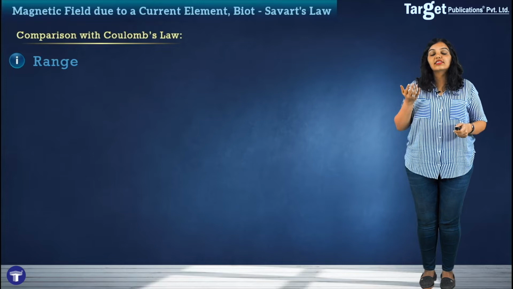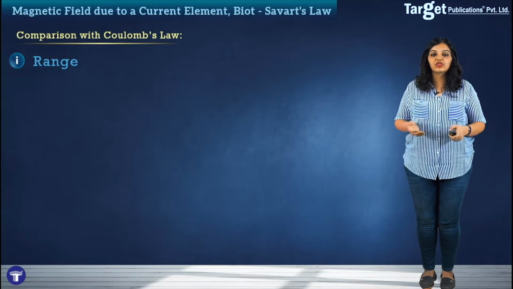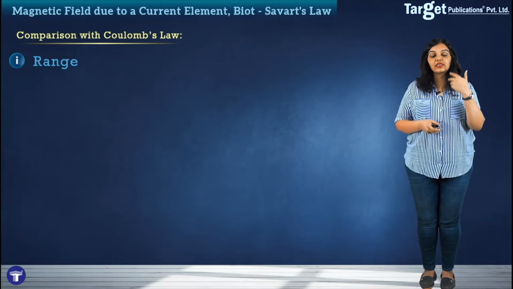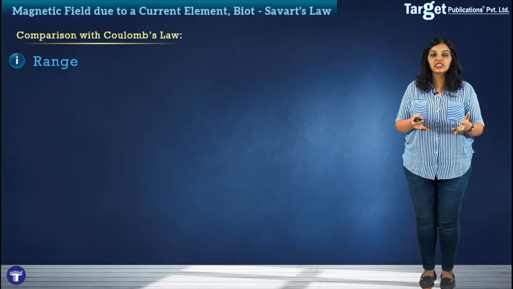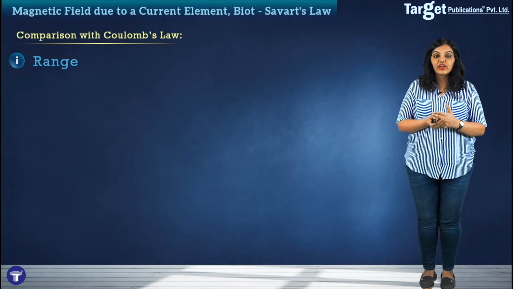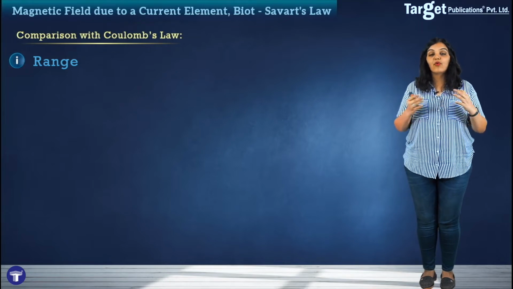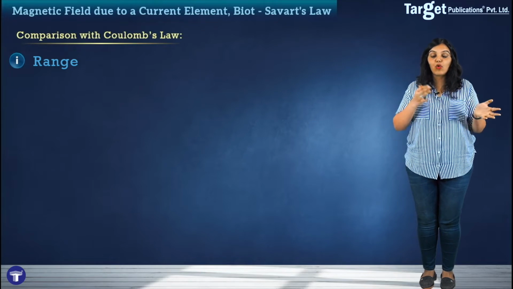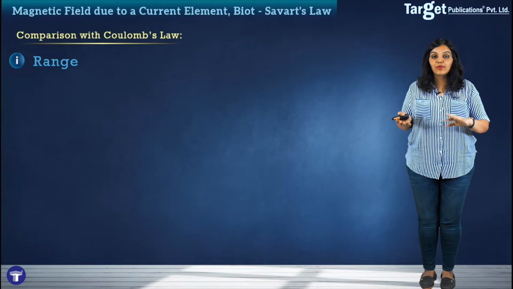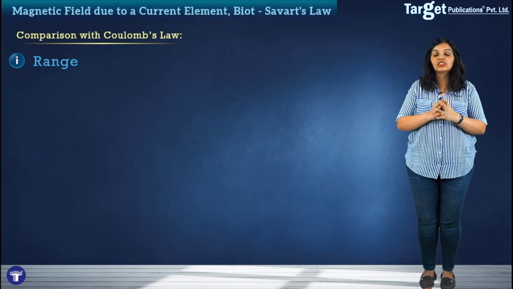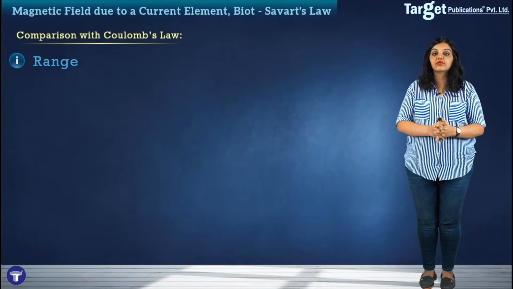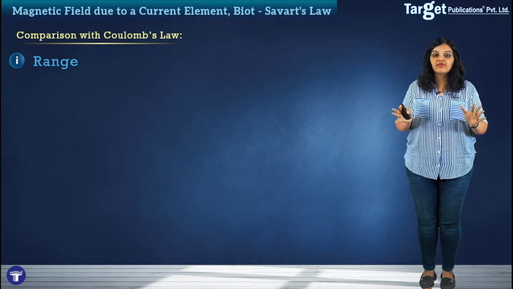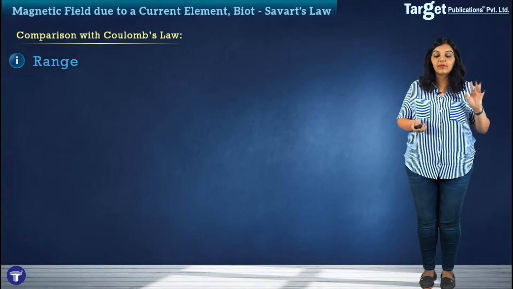We saw that both of them are long range, which means that both of them depend inversely upon the square of distance from the source to the point of interest, and therefore we are seeing that both of them are long range. Also, we learned that the superposition principle can be applied to both magnetic and electric fields, and therefore both laws utilize the superposition principle. That is, the superposition principle is valid for both Coulomb's law and the Biot-Savart's law.